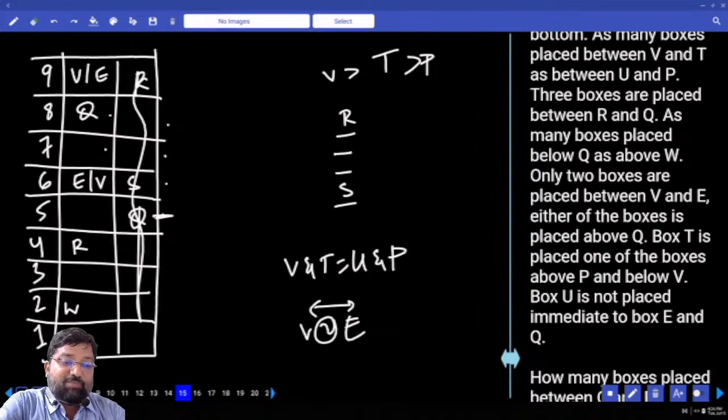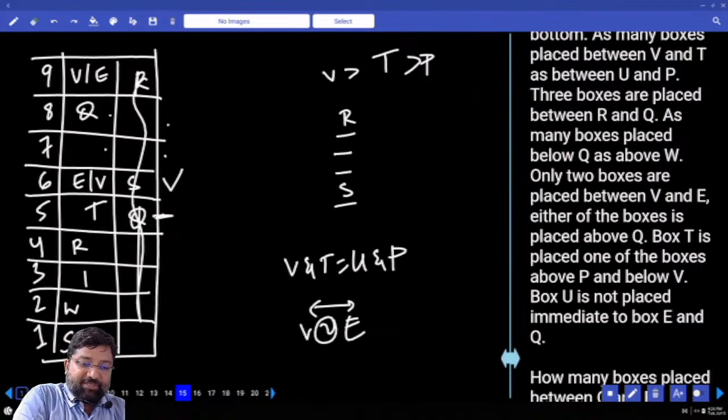Box U is not placed immediate to E or Q. Forget about that. We'll come back to that later. But the problem here is, if I take V in the 6th floor, this has to be T and this has to be P.